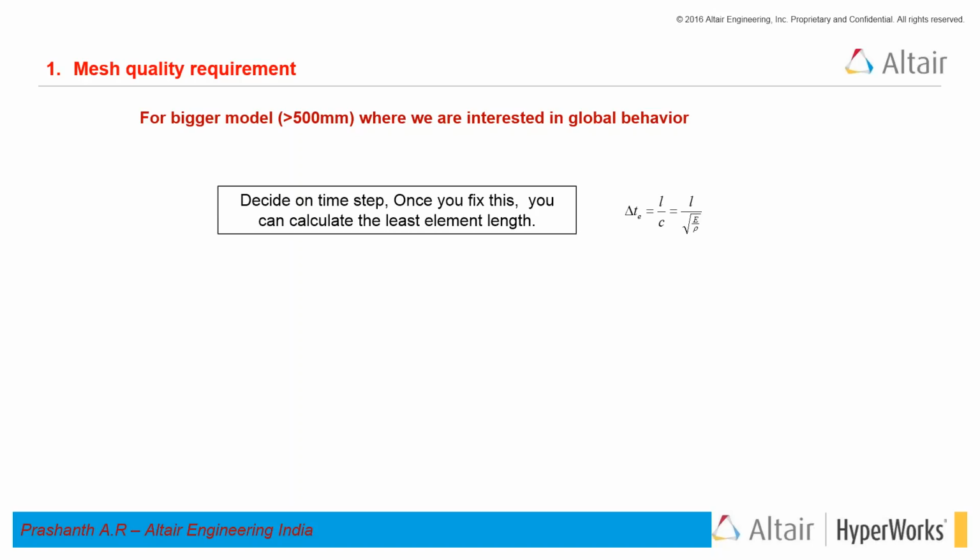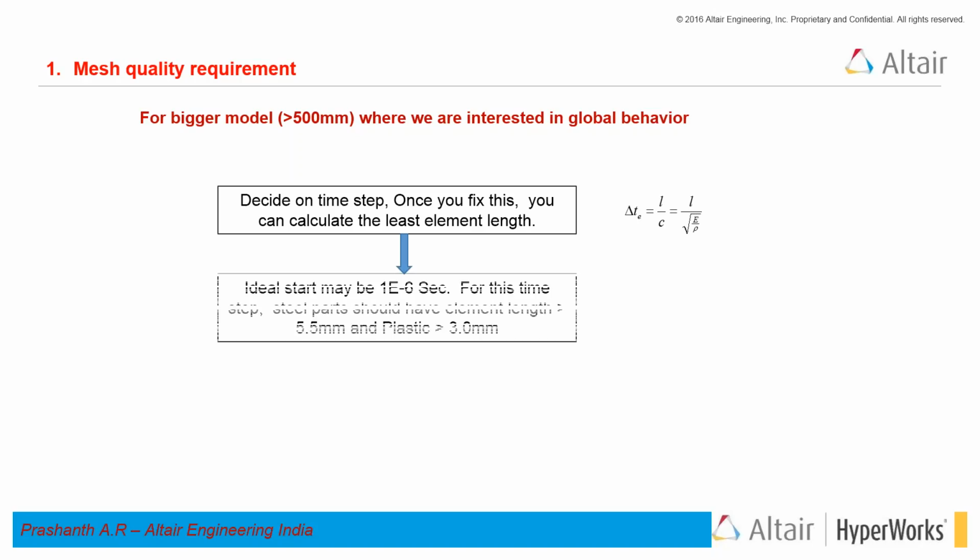So first thing is to decide on the time step. Sometimes your client may specify, or your team leads may specify, what the time step is. Once you decide on the time step, we have a formula by which we can calculate what should be the least element edge length. In the absence of any guideline, if you don't have anything, the ideal start may be to assume 1 microsecond.